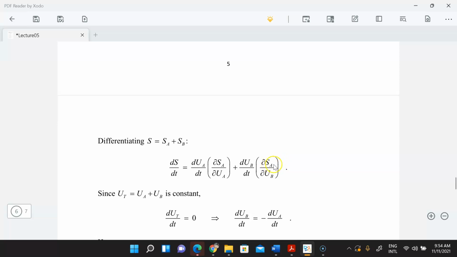S_B, sorry, again I cannot change it here because my pen is not working.